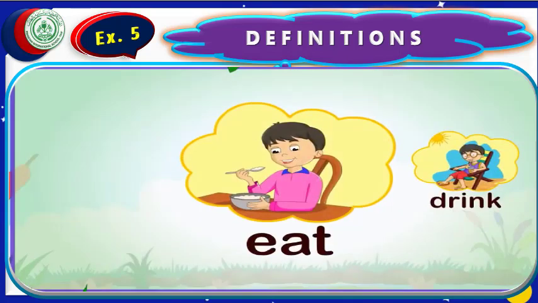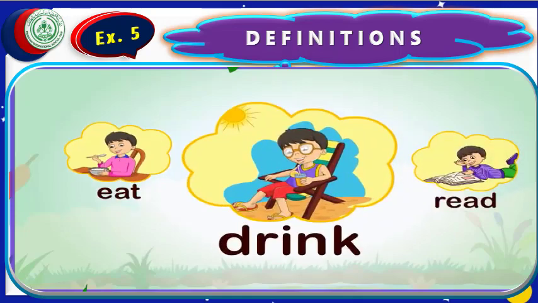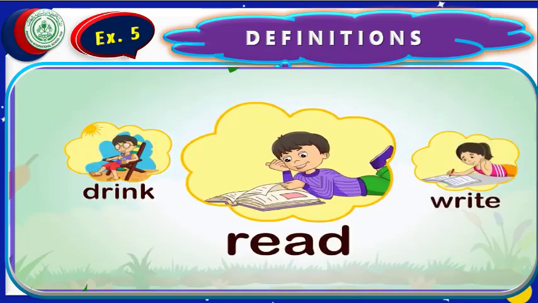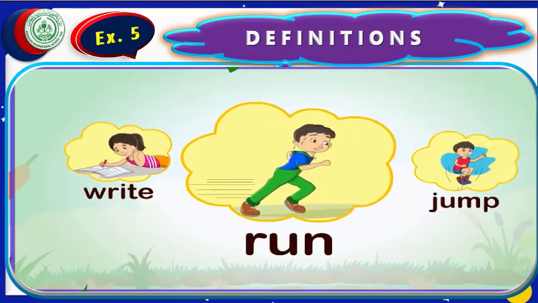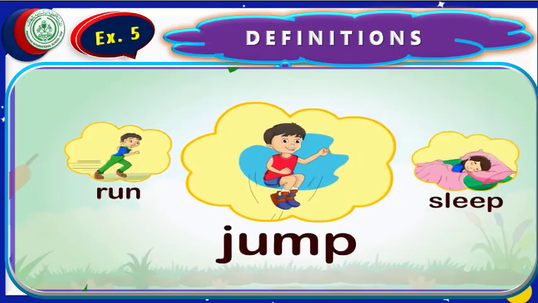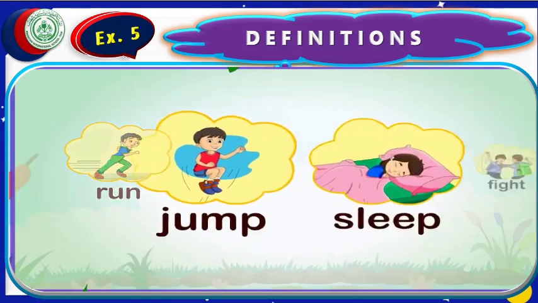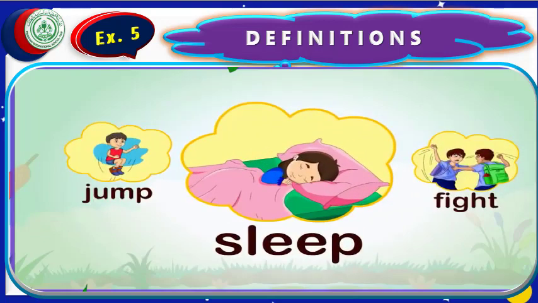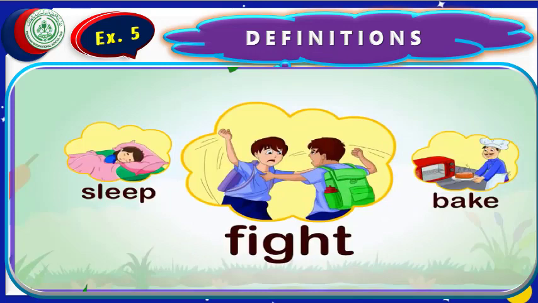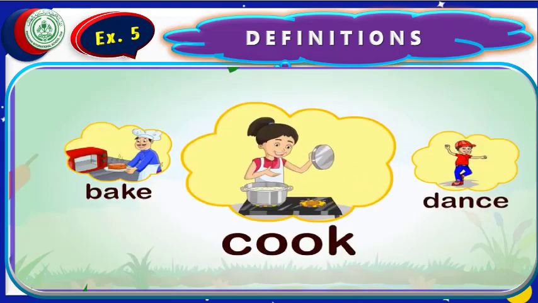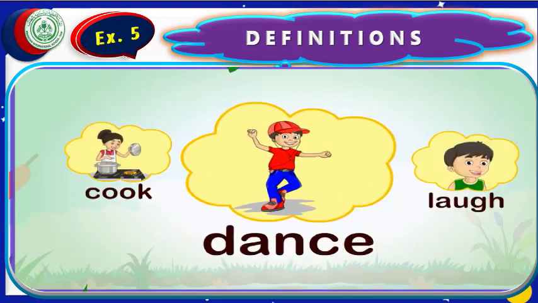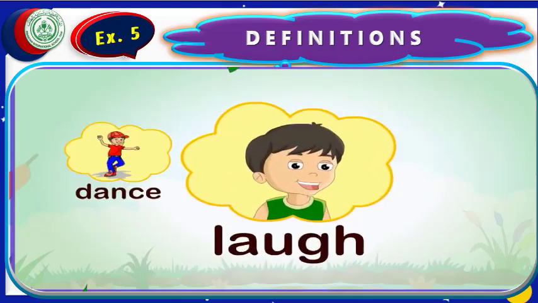Action words. Verbs. What are verbs? Verbs are actions that we do. Eat, drink, read, and write, run, jump, sleep, and fight, bake, cook, dance, and laugh too.